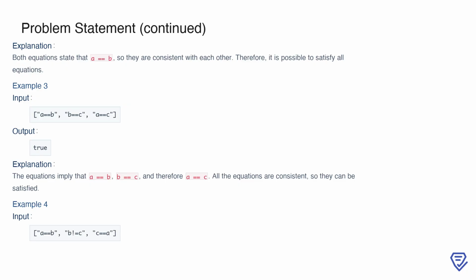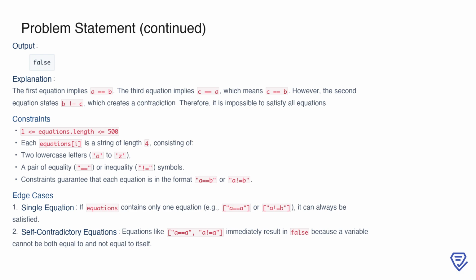To further understand the problem, let's consider the constraints. The input array can have between 1 and 500 equations. Each equation is a string of exactly 4 characters, where the first and third characters are lowercase letters, and the second and fourth characters define the relationship: either equal sign for equality or not equal to sign for inequality. These constraints ensure that the problem is well defined and that we can focus on solving it efficiently.